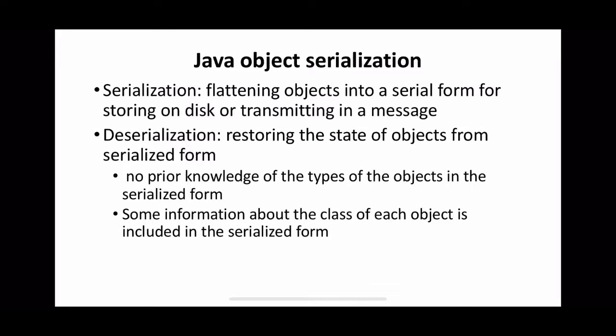So Java object serialization involves 2 different procedures: serialization at the sender end and deserialization at the receiver end. Serialization means flattening objects into a serial form for storing on disk or transmitting in a message, whereas deserialization refers to restoring the state of objects from the serialized form. At the receiver side, when we deserialize or restore the original state, there won't be any prior knowledge about the types of objects. So to get it properly restored, some information about the class of each object and some metadata should be there with the serialized form. Then only it can be restored correctly.